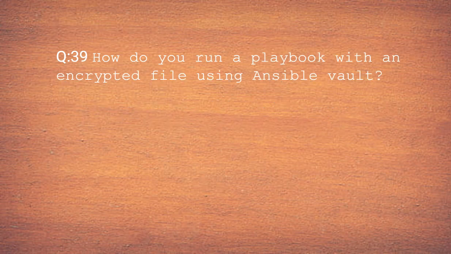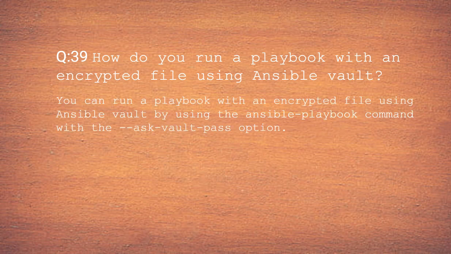How do you run a playbook with an encrypted file using Ansible Vault? We have created a file, and when it's time for execution, you run ansible-playbook and then the playbook name. At the end, we pass the --ask-vault-pass option. It will ask you to enter the password. Whatever password you have set, you just need to enter it, and then your file execution will be started.